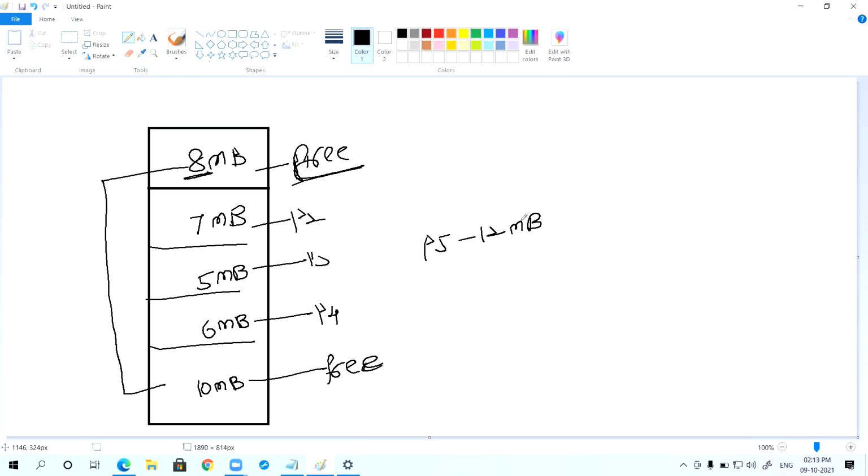Can you tell me what is the solution for this? Yesterday we discussed it. Can I say that is defragmentation? What is the meaning of defragmentation? All the running processes should be shifted to one side, and free space is made at the other side.